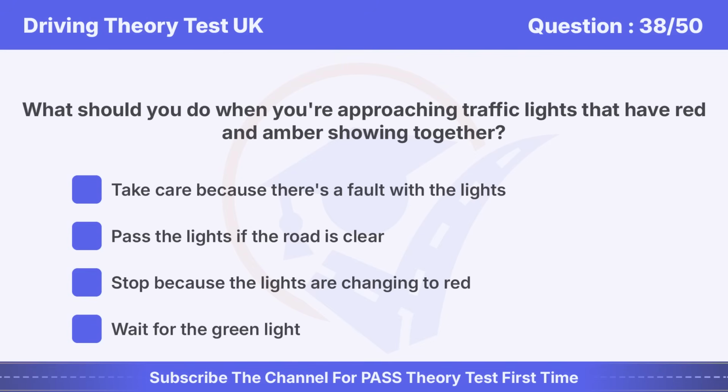Question 38. What should you do when you're approaching traffic lights that have red and amber showing together? Option A. Take care because there's a fault with the lights. B. Pass the lights if the road is clear. C. Stop because the lights are changing to red. D. Wait for the green light. Answer is D. Wait for the green light.